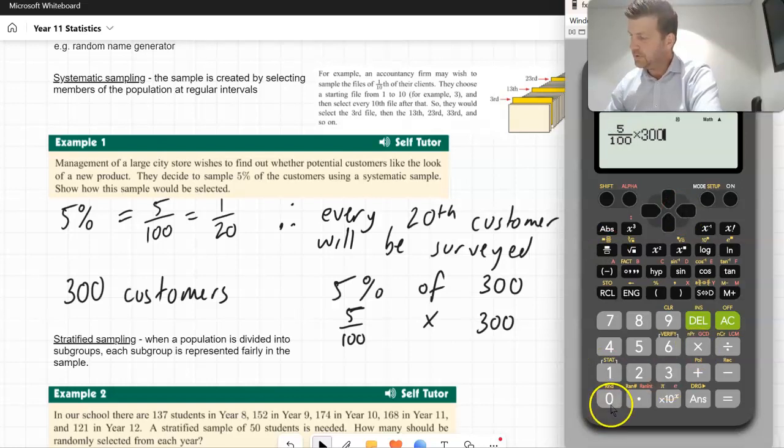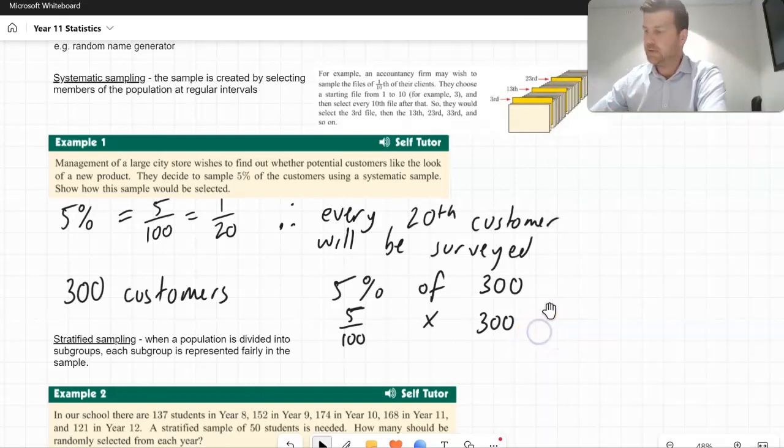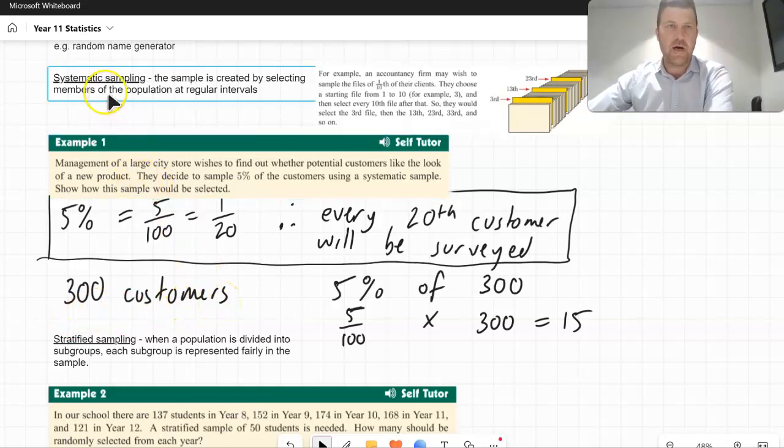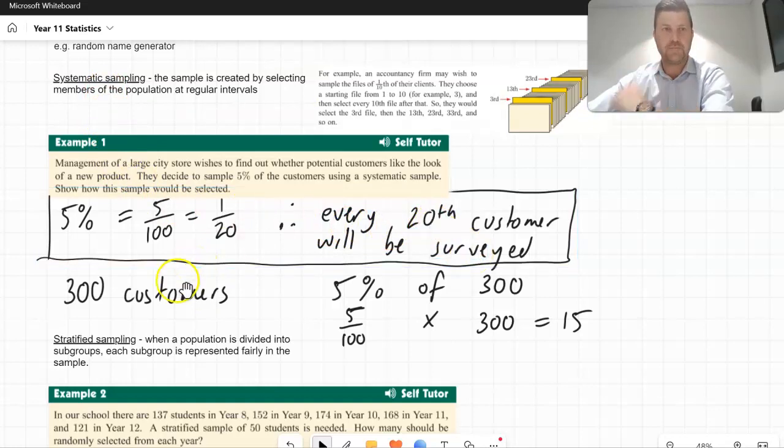Times by 300 will tell me that 15 customers would be surveyed in this case. Again, that wasn't part of the question. This is really the answer to the example here, but I'm just showing you how many customers would be systematically sampled if every 20th customer was surveyed using the number of 300 customers, for example.